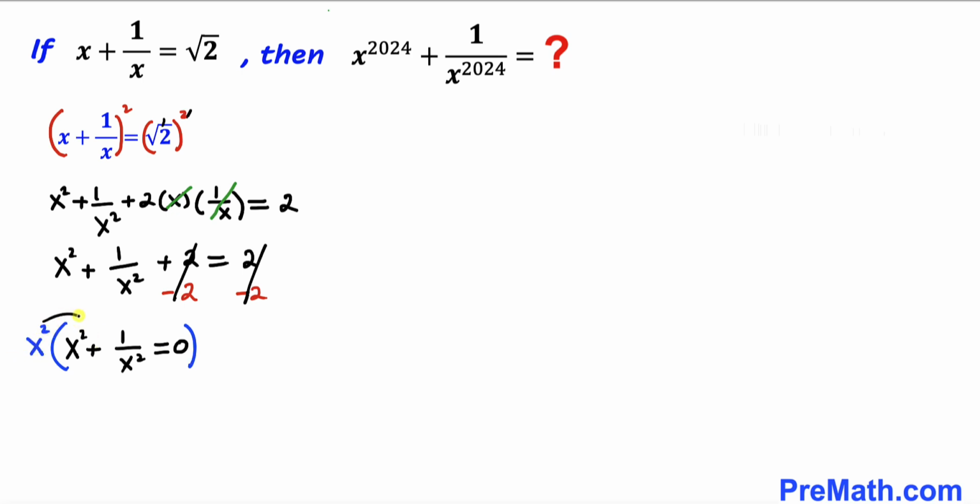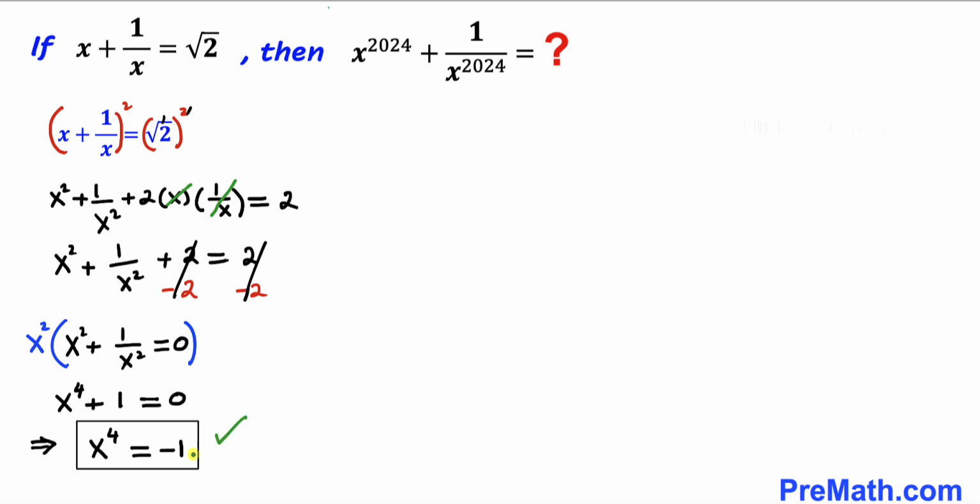Now let's go ahead and distribute. So x square times x square is going to give us x power 4, plus x square times 1 over x square is just going to give us 1, equal to 0 times x square, which is going to give us 0. And now let's go ahead and move this 1 on the right hand side. So therefore we ended up with x power 4 equals negative 1. And now this x power 4 equals negative 1 is going to help us in evaluating this given expression.